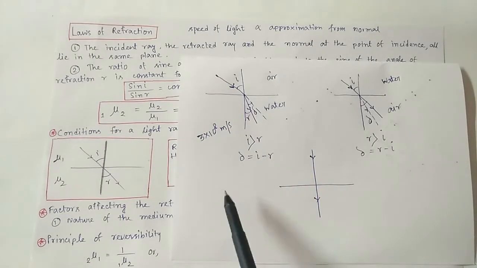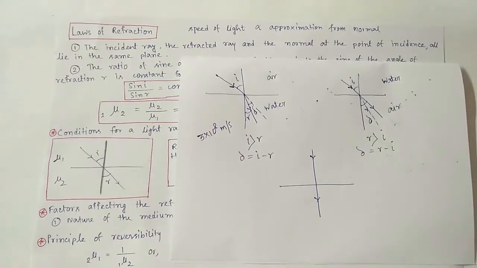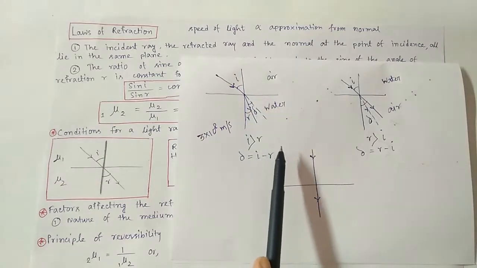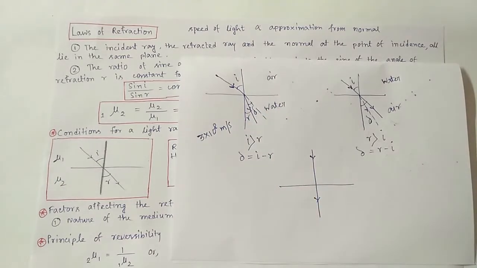The velocity of light decreases in this case, from air to water medium, so we say that water medium is optically denser than air. Now what is optical density? Optical density depends only on the velocity of light. As the velocity of light is decreasing in water, water is optically denser than the air medium. That is why refraction happens, but it does not depend on the density of the medium.